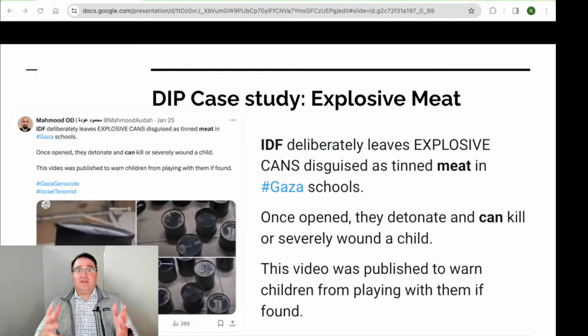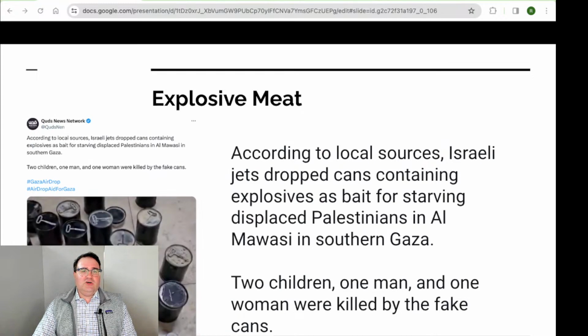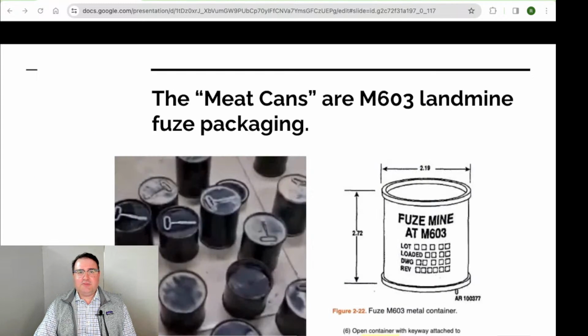Now let me show you another example of this explosive meat. This came from the Quds news network, which is basically just a propaganda channel. And they said, "According to local sources, Israeli jets dropped cans containing explosives as bait for starving, displaced Palestinians in the Al-Mawasi area in southern Gaza. Two children, one man, and one woman were killed by the fake cans." Here's the problem. The meat cans were M603 landmine fuse packaging.